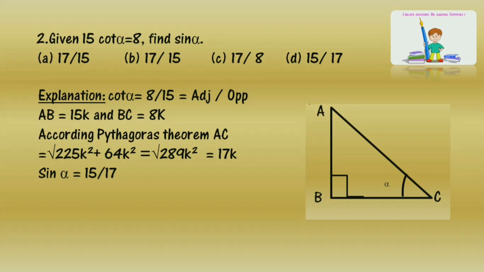So we have to find AC, because the sine definition is opposite by hypotenuse. So we have to find the hypotenuse. So AC equal to root of 225k square plus 64k square. That means root of 289k square equal to 17k. Sin alpha equal to opposite by hypotenuse, 15 by 17. So the correct option is 15 by 17, option D.